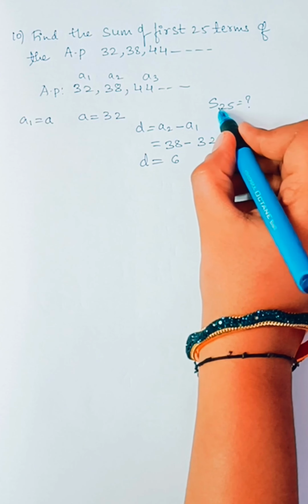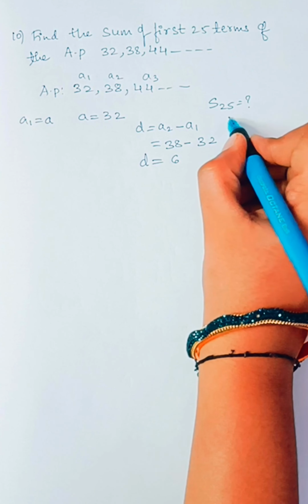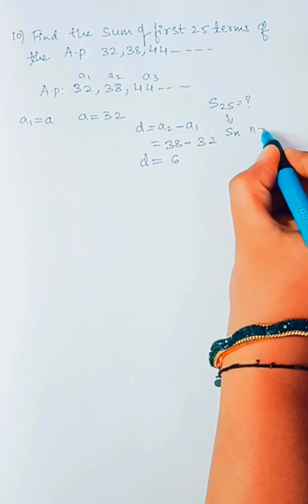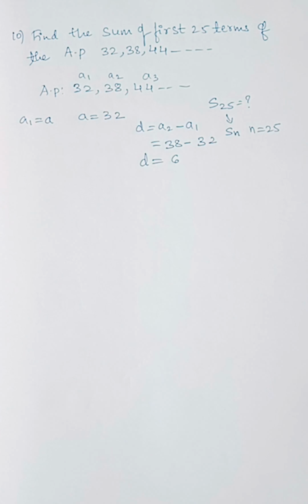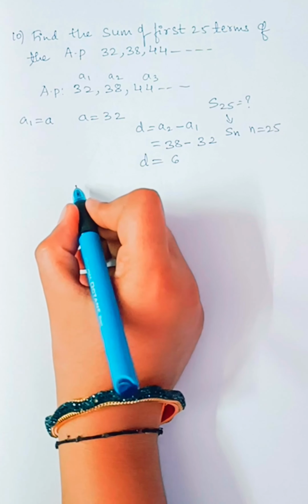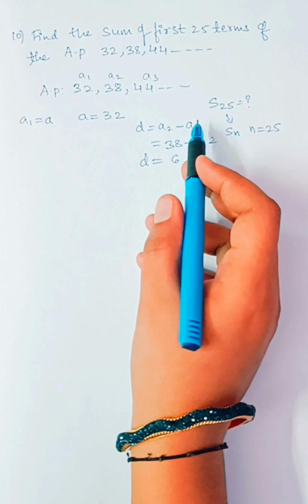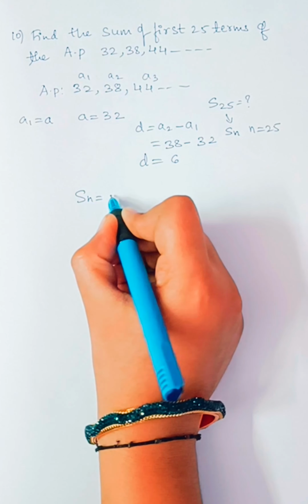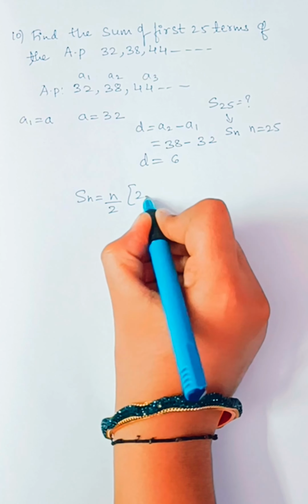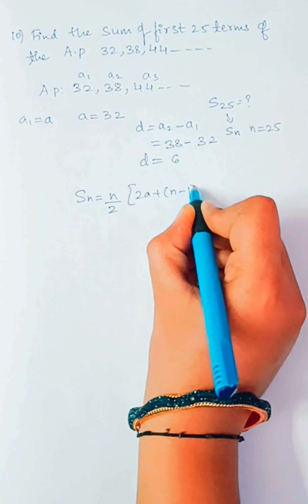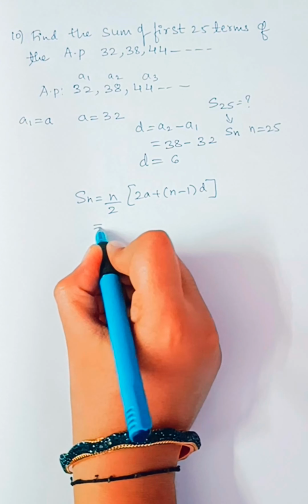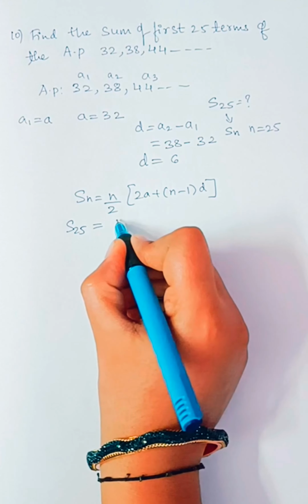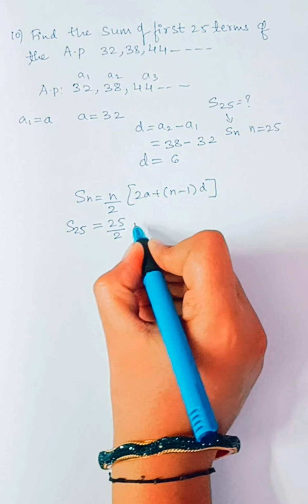Now S25 we need to find, which is equal to Sn. That means the value of n will be 25. Now I need to find the sum of first 25 terms. So first I will write the Sn formula. Sn equals n by 2 into 2a plus n minus 1 into d. So n is 25, so n by 2 is 25 by 2.